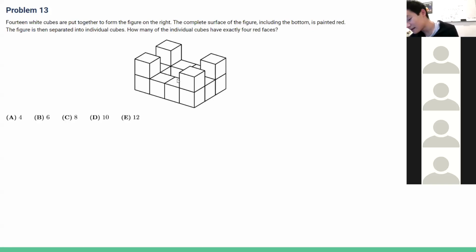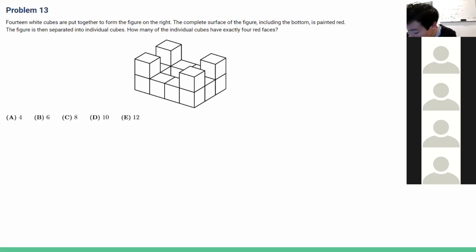14 white cubes are put together to form this figure. The complete surface of the figure, including the bottom, is painted red. The figure is then separated into individual cubes. How many of these individual cubes have exactly 4 red faces?